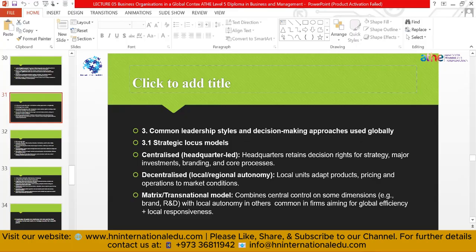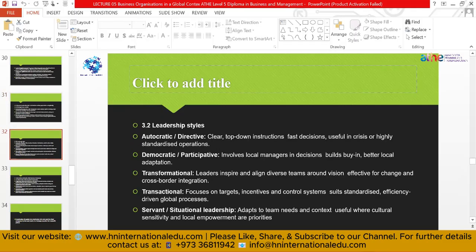The matrix or transnational model combines central control on some dimensions, that is, on some regulatory grounds, like brand and research and development, with local autonomy on others. It is common in firms aiming for global efficiency plus local responsiveness. So we are not going to damage the main organization's reputation, but we have to see what the locals actually want from us. Now, these are the styles.